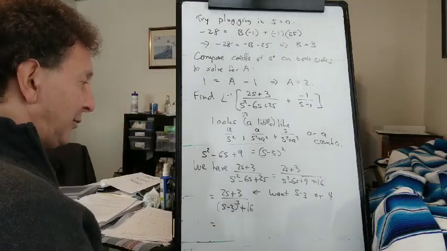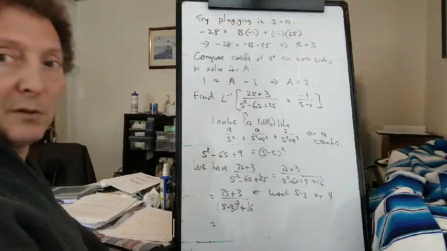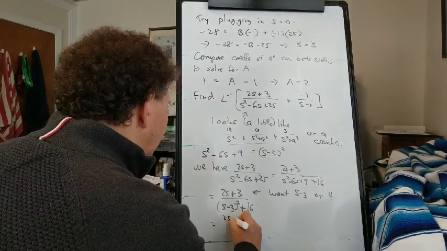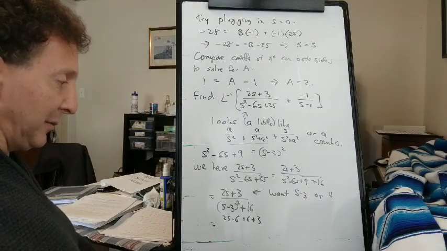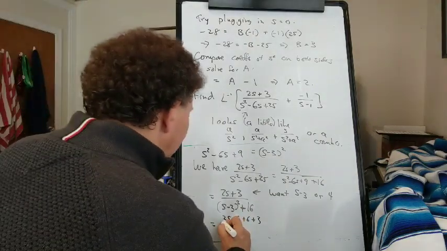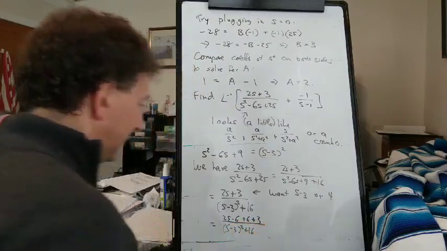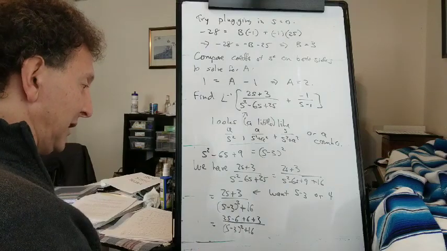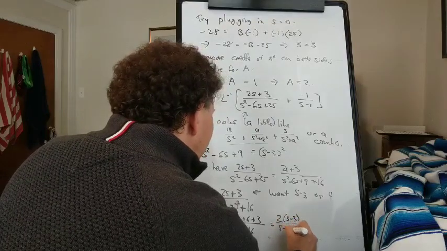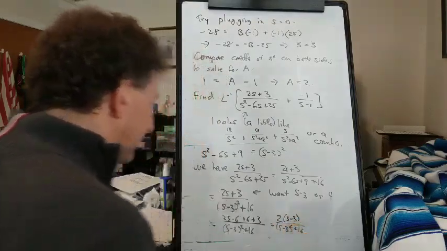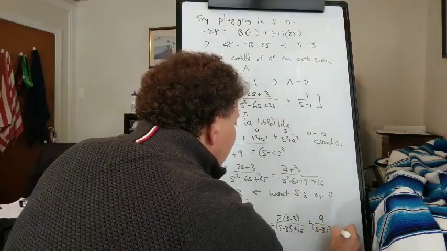So I really wish I had s minus 3. I have 2s. If I write 2s minus 6, that'll be 2 times s minus 3. Of course, I'm going to add in 6 if I subtract 6 so that I'm not lying. I don't want to change the expression. So now this is 2 times s minus 3 over s minus 3 squared plus 16, plus 9 over s minus 3 squared plus 16.